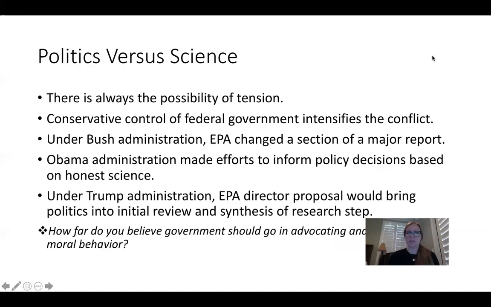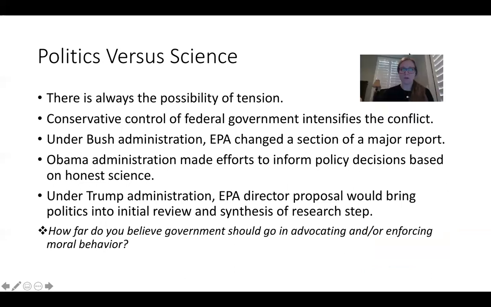Politics versus science. There is always the possibility of tension. Obviously right now it's huge, but being aware there's always tension. Conservative control of the federal government intensifies the conflict. We've seen this under the Bush administration, the Obama, the Trump, just politics in general. It causes tension. No matter what is happening, there's always tension. And so we need to come together and work with each other. And I think we are doing the best that we can, okay?